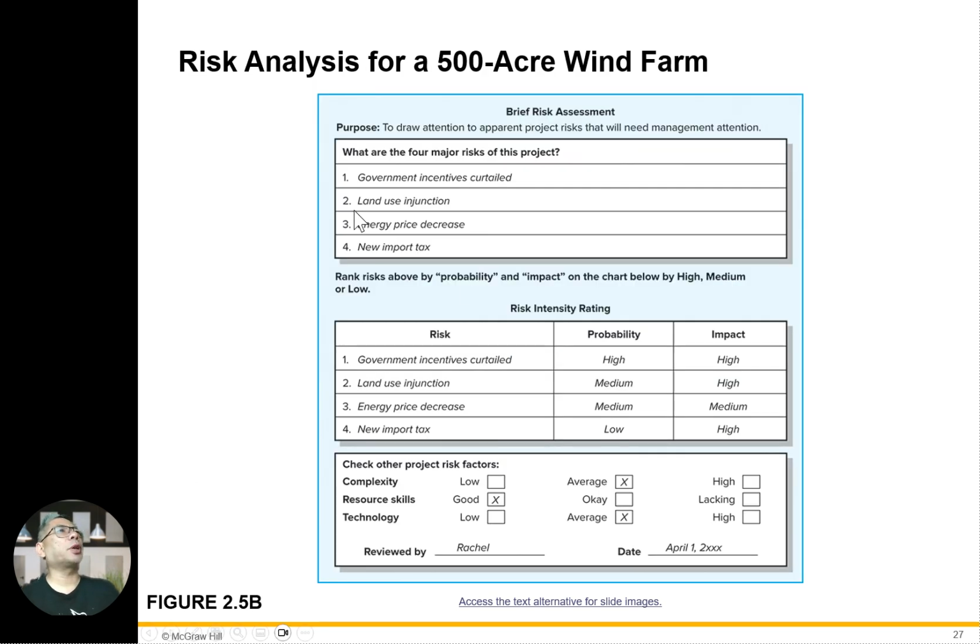This is another proposal. Then look at the risk analysis for another one: a 500 wind farm. This is the brief risk assessment. The purpose is to draw attention to apparent project risks and what will need attention. The four major risks are government incentive curtailment, land use injunction, energy price decrease, and new import taxes. Government incentive curtailment is high and high, land use injunction is medium to high, energy price decrease is medium to medium, and new import tax is low to high.